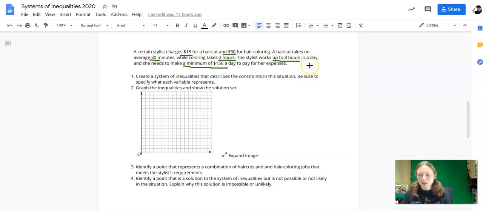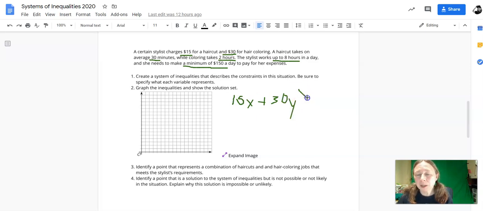So there's two different inequalities implied in this situation. One is that you have to make a minimum amount of money, and the other is that you have to work a maximum amount of hours. And we can represent those two situations with inequalities. So the first one for the money would be 15x plus 30y.